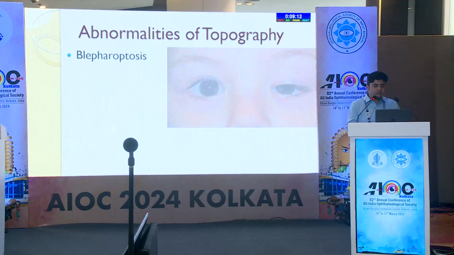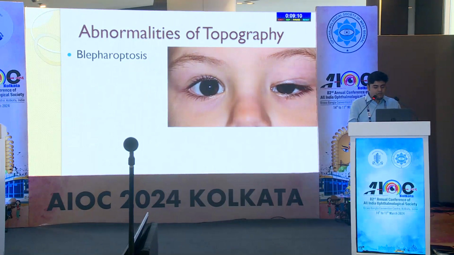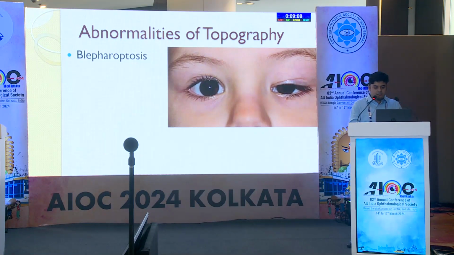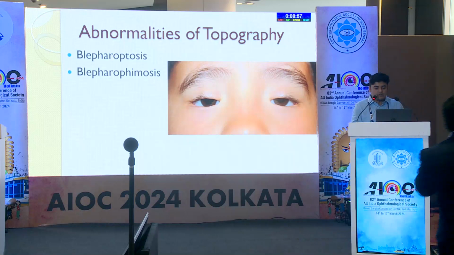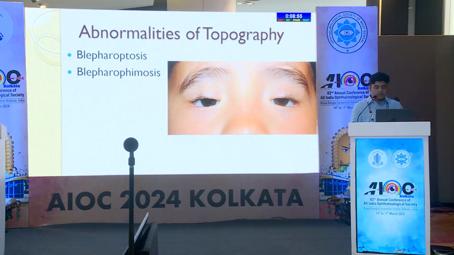Now, a few abnormalities of topography. Blepharoptosis is if the vertical lid height or the margin reflex distance is decreased, and in the upper eyelid, there is drooping of the upper eyelid. Blepharophimosis is a condition where there is shortening of the horizontal palpebral fissure.